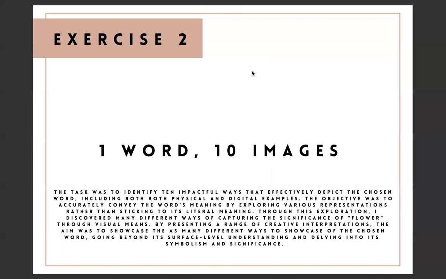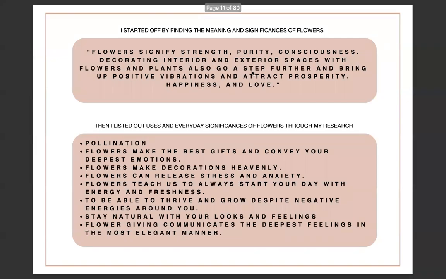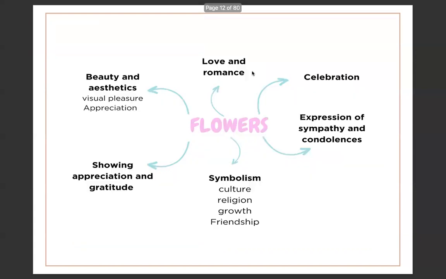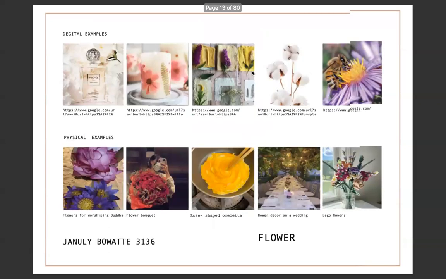Exercise 2, One Word, 10 Images. We were given a list of words and asked to pick a word and come up with 10 different ways to depict it without sticking to its literal meaning. I started off by simplifying the meaning, the way to describe flowers, and some significances and uses of flowers on a daily basis. From there, I made a mind map with its significances, uses, and different ways that I could depict a flower. From there, digital examples and physical examples were chosen.